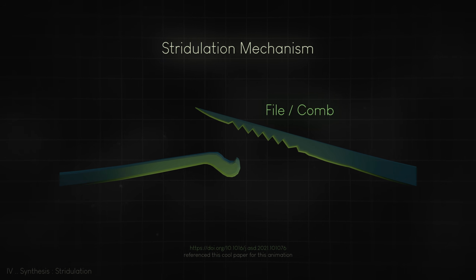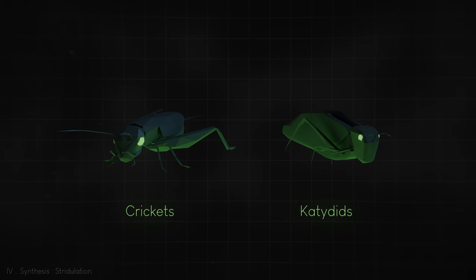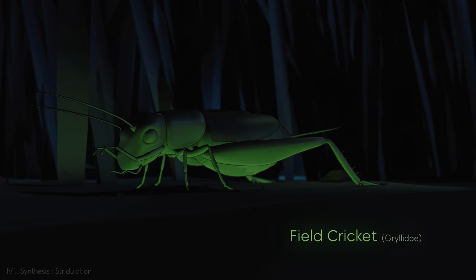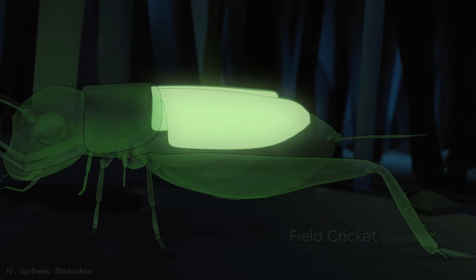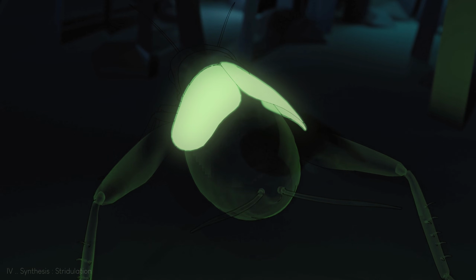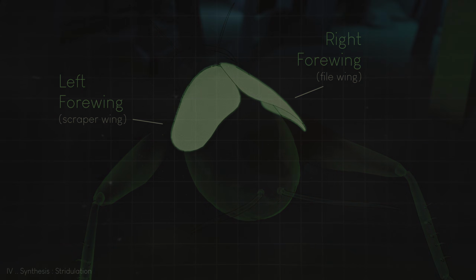Two iconic insects that use stridulation are crickets and katydids. Let's start with cricket sounds. Crickets perform stridulation with their forewings. Only male crickets stridulate as females don't have the necessary structures. In most cricket species, this involves a scraper on the left forewing striking a file on the right forewing. This process produces that iconic chirping sound.